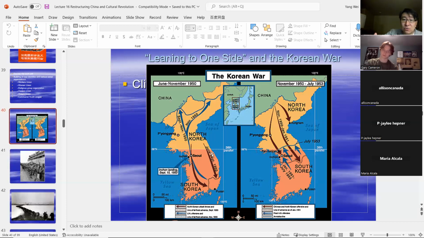When World War II ended, according to the agreements between the powers, North Korea was going to be controlled by the Soviet Red Army. Remember, the Soviets attacked China's Manchuria to defeat the Japanese. Some of the Red Army also entered North Korea. And then the Americans controlled South Korea. So that's the agreement between the Soviet Union and the United States.